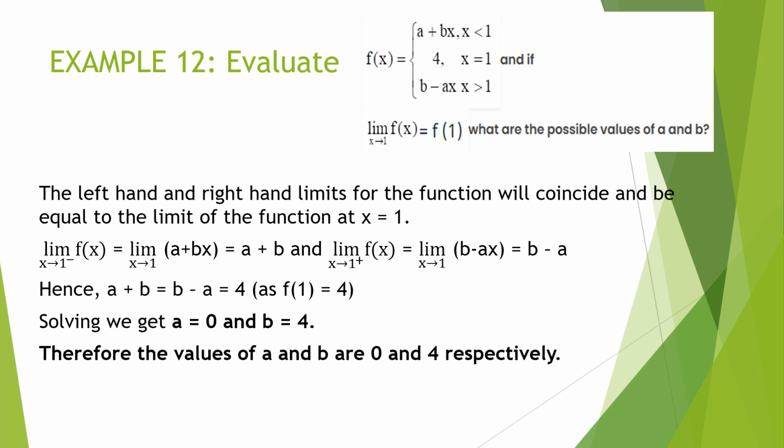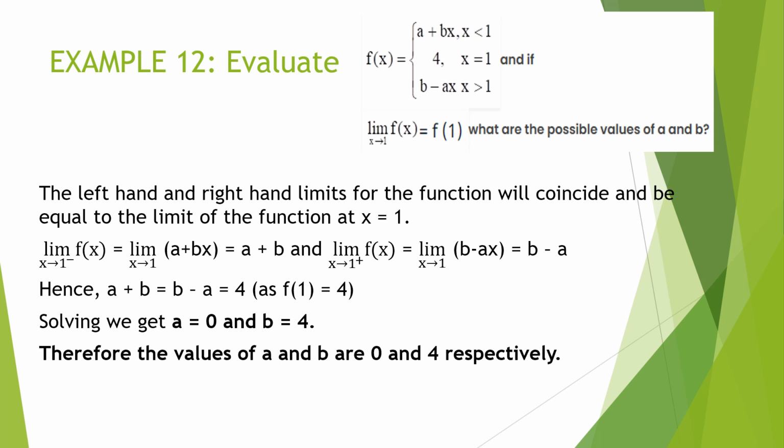So first thing is a plus b should be equal to b minus a, and also when the limit exists it is the same as f of 1. That is also what they have given. But what is f of 1? The value of the function at x equal to 1 is 4 by the definition given in the function. So a plus b is the same as b minus a, and both of them are equal to 4 because this is given to us in the question.